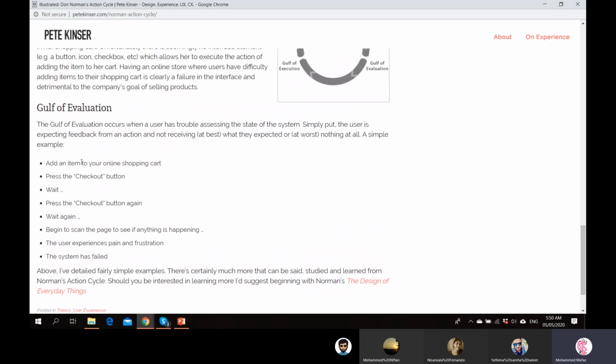In the same scenario, add an item to your online shopping cart. Press the checkout button. Checkout means you are going to finalize it. Then you wait. Press the checkout button again. You wait again. You begin to scan the page to see if anything is happening. The user experiences pain and frustration. So the system has failed. See, once it starts hitting the user's emotions, you have a wide gulf of evaluation. That means this is important.